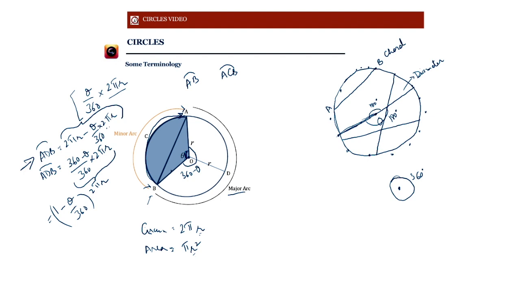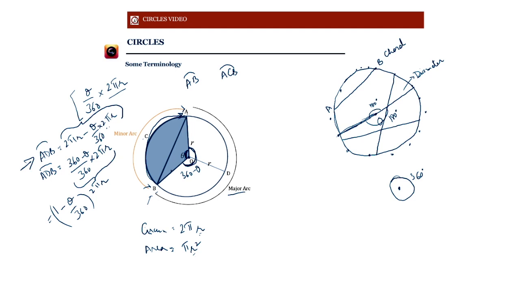Then, okay, what is the area covered by this AB sector? Now, this sector, A, O, B, and C, this entire sector, the one which is shaded in blue, is called a sector. And what will be the area of this sector? Now, again, this part is a fraction of the entire area of the circle.